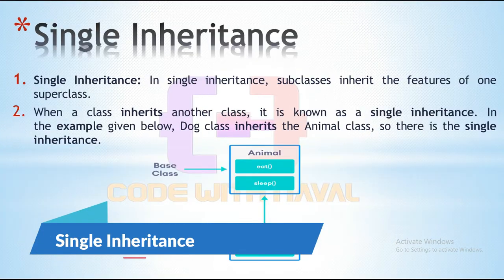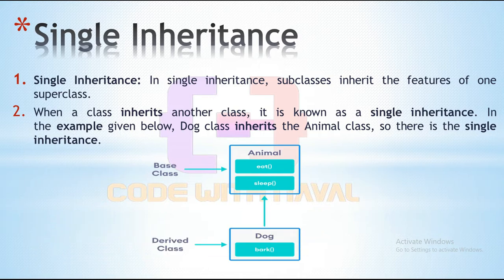Let's see single inheritance first. What is single inheritance? We already understand: in single inheritance, a subclass inherits the features of only one superclass. When a class inherits another class, it is known as single inheritance. In the example given below, the Dog class inherits the Animal class, so there is single inheritance. You can see here one Dog class that inherits the Animal class. Here we only have two classes, one derived class and one base class. That derived class inherits that base class.